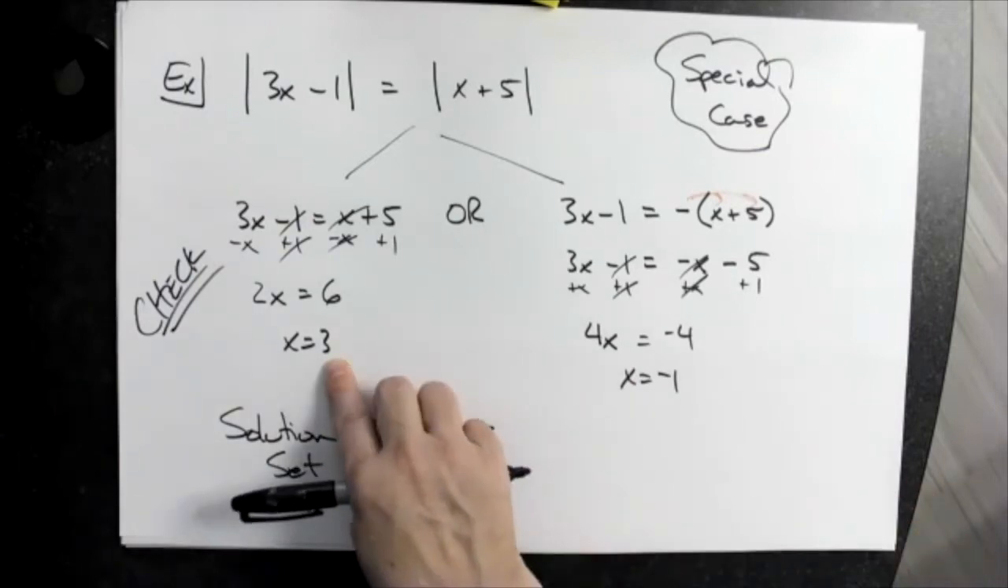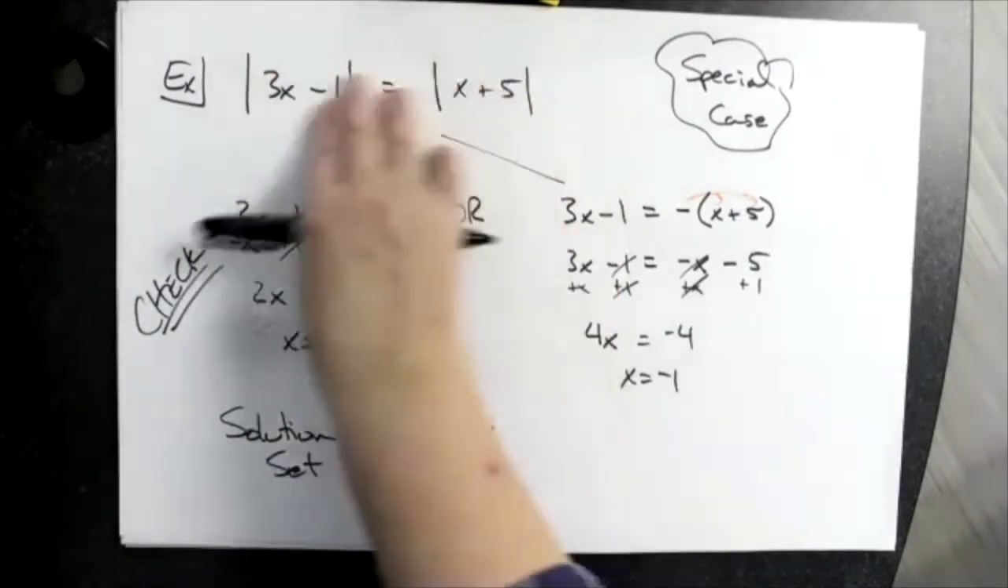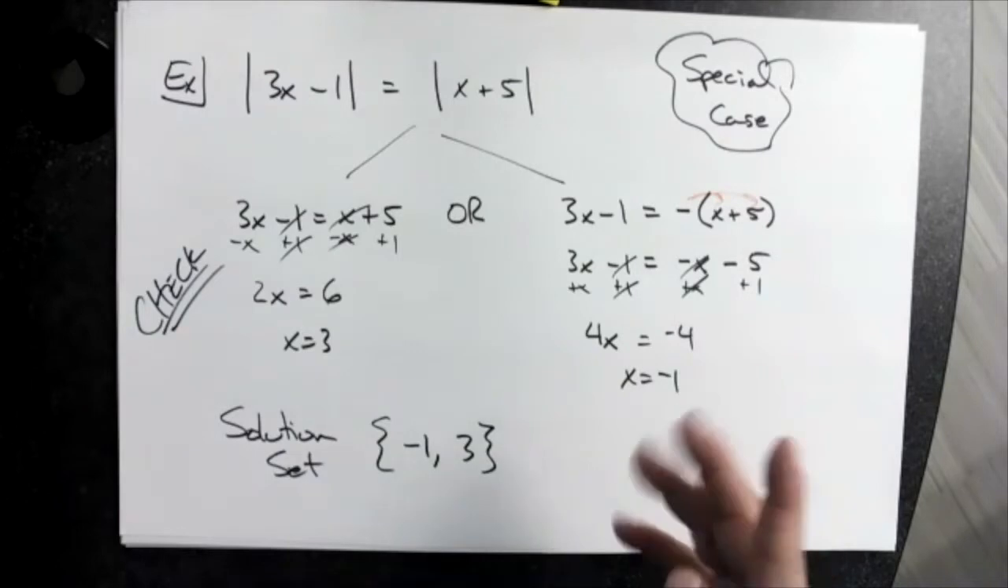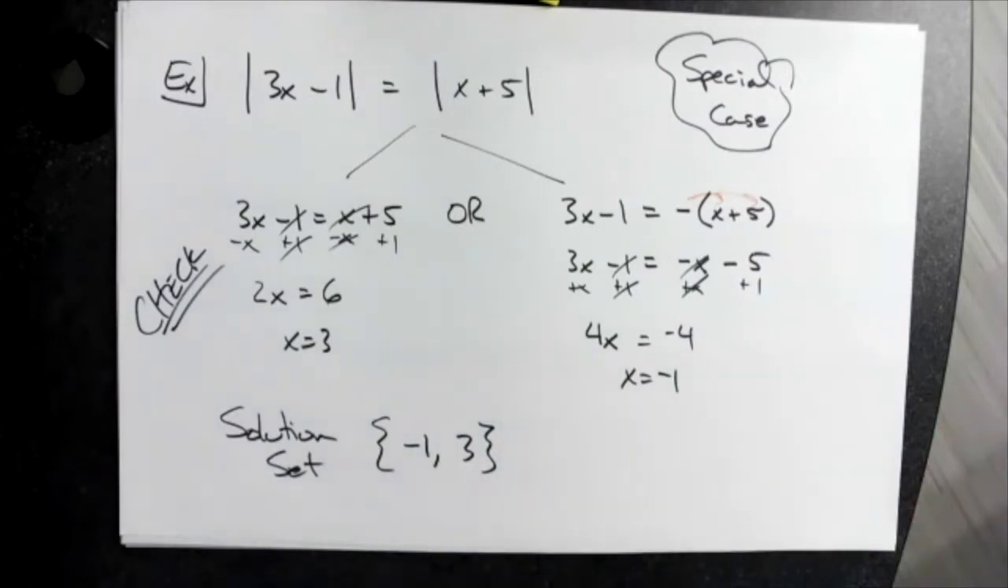Like if I would take that 3 and plug it in and it did not make a true statement, I would have to throw it out. It would be an extraneous root. So then our answer would only be a negative 1. So far, I haven't done an example like that yet.